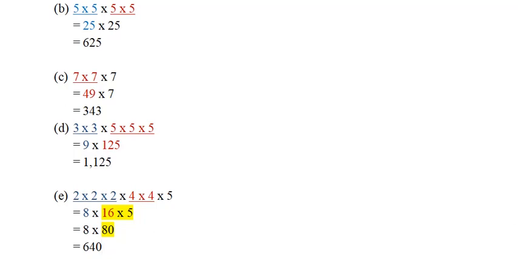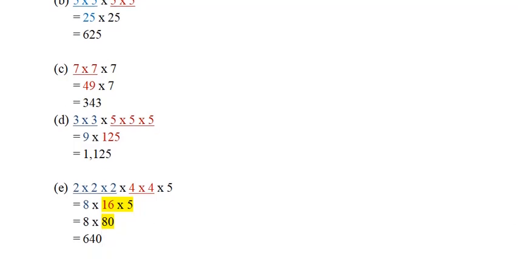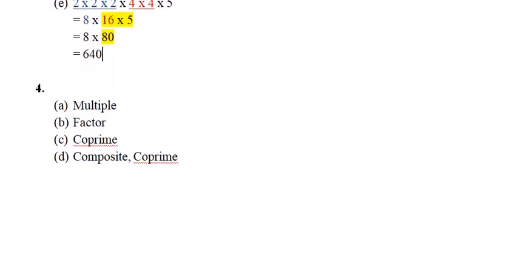Now let us move on to the next question, that is question number 4. It's fill in the blanks. Fill in the blanks with the terms factor, multiple, prime, co-prime, or composite. Now if 33 into 3 equals 99, then 99 is a dash of 33.